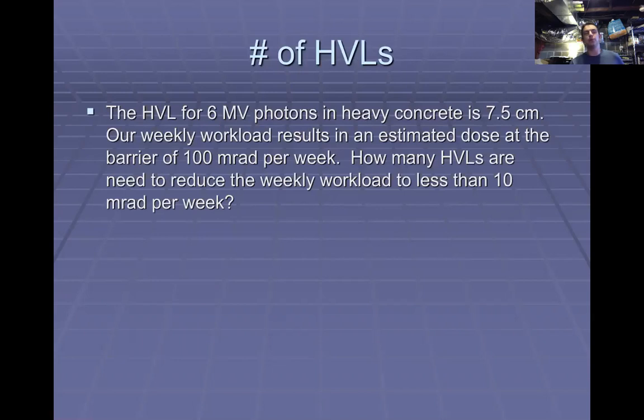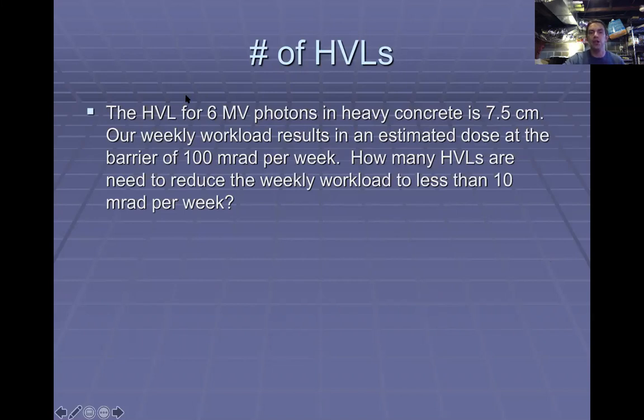Sometimes we'll just be looking for the number of half value layers. This question is an example to really drive home exactly what the half value layer is. There's a little bit of extraneous information in it. It says the half value layer for 6 MV photons in heavy concrete is 7.5 centimeters. Our weekly workload results in an estimated dose at the barrier of 100 millirad per week. How many half value layers are needed to reduce the weekly workload to less than 10 millirad per week?